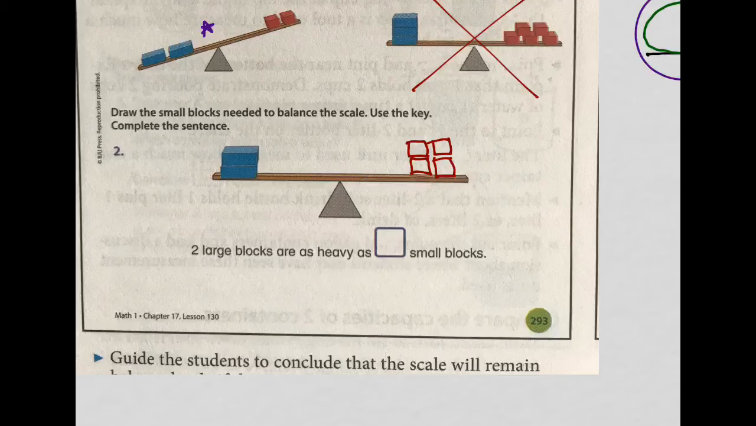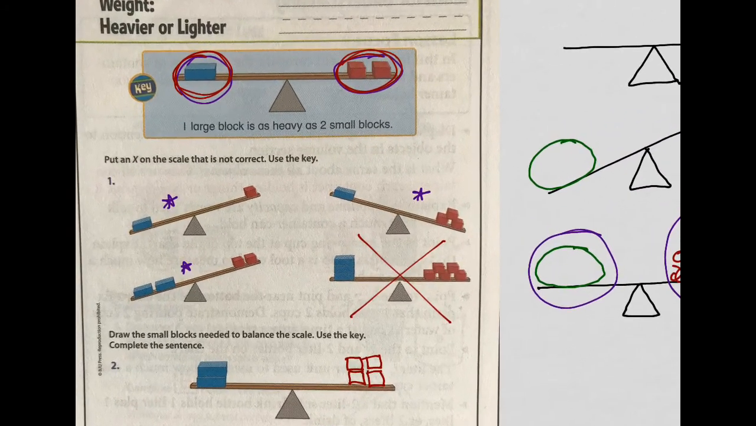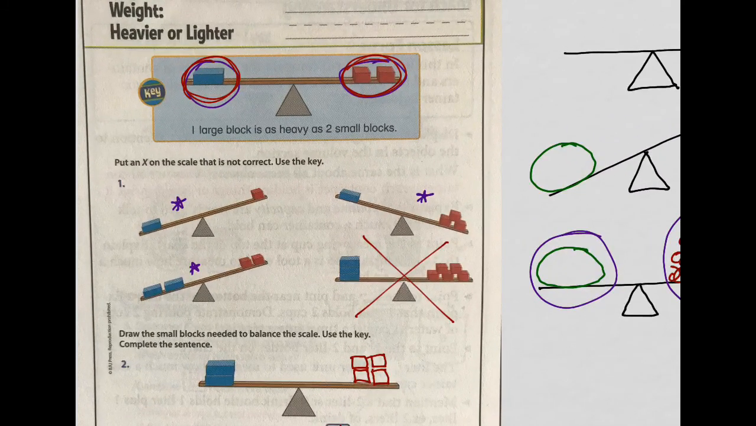Now we can do the sentence beneath down here. We can say 2 large blocks are as heavy as, how many small blocks did we draw? Did you put 4 in the box? If not, put 4 in the box so that it reads again, 2 large blocks are as heavy as 4 small blocks. And that's it. That's all we're doing today. We're just balancing the scale.